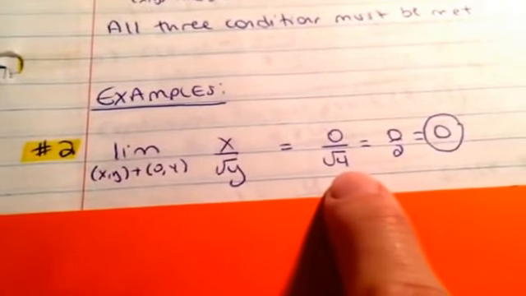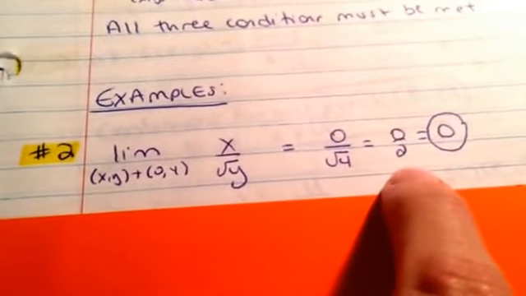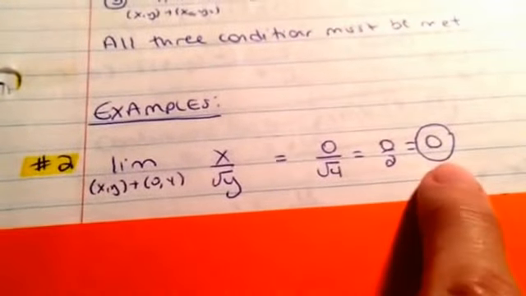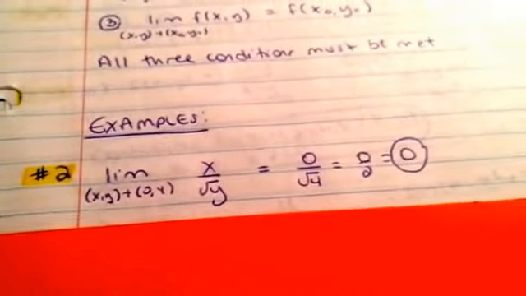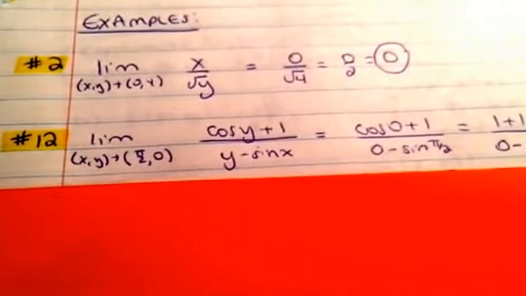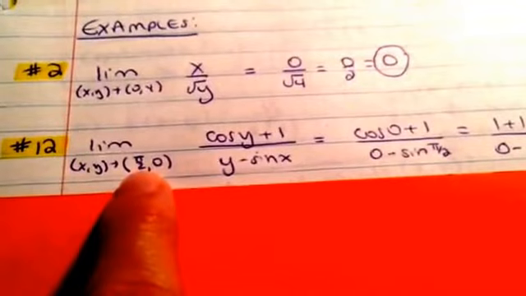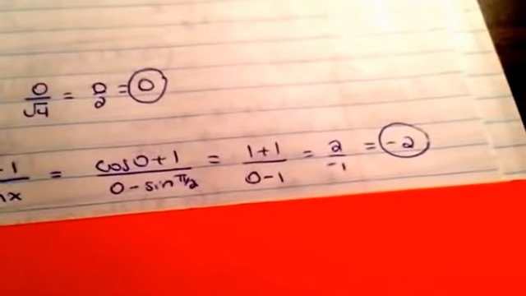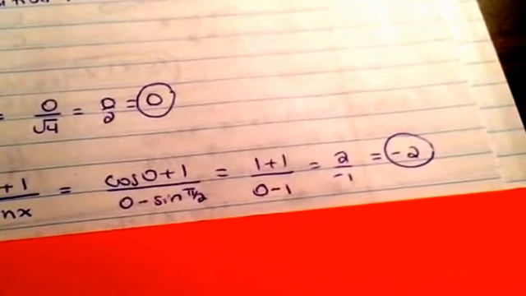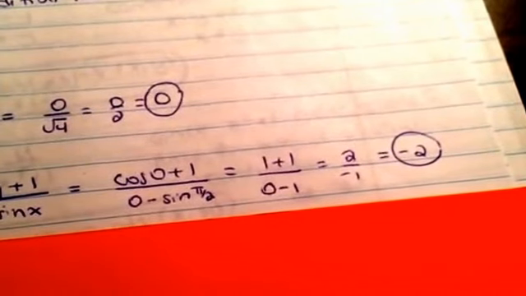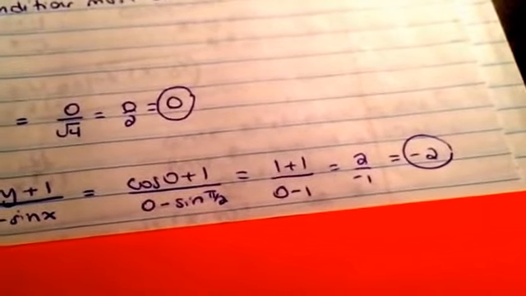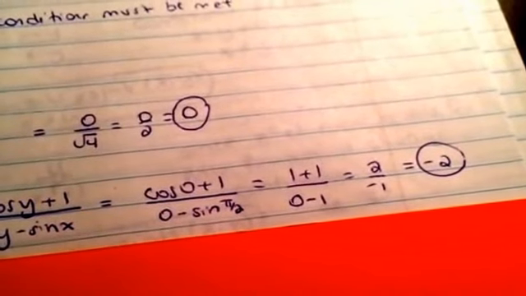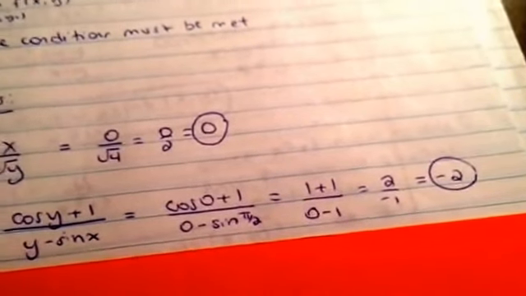I plug in here and get 0 in the top, 2 in the bottom. That's okay. I can't have 0 in the bottom, but I can have 0 in the top. So that would just be 0, and I'm done plugging it in. Same idea here: plug in pi over 2 for x, plug in 0 for y, and see what you get. I get 2 over -1, which is -2. So plugging in works. Sometimes it's just that easy. Sometimes all you're doing is just plugging in.